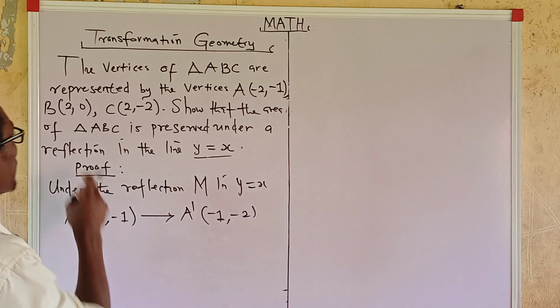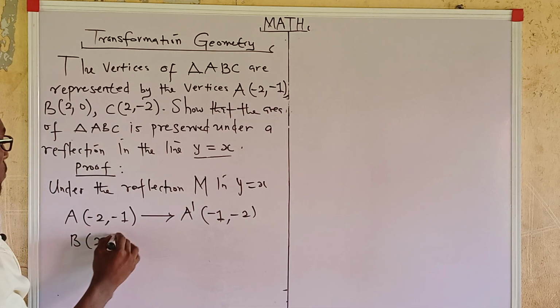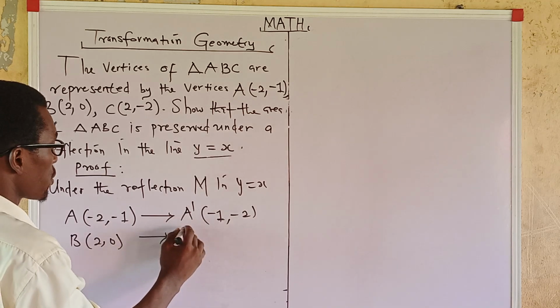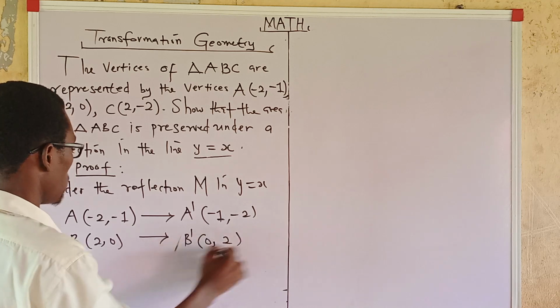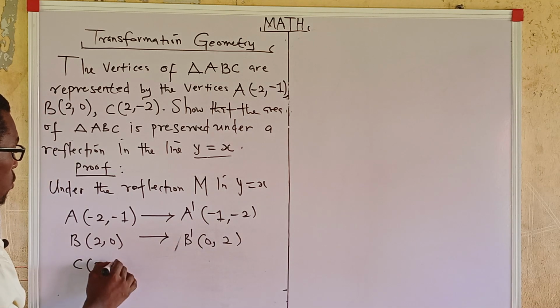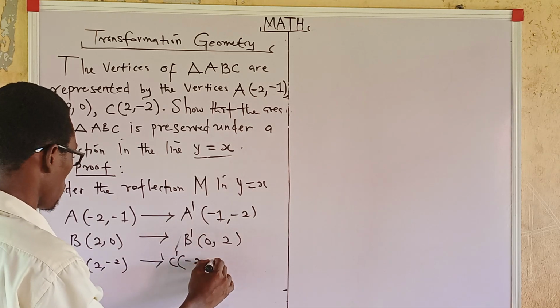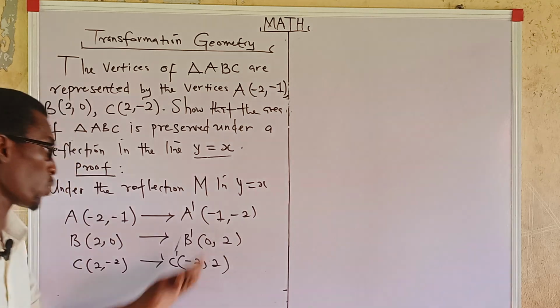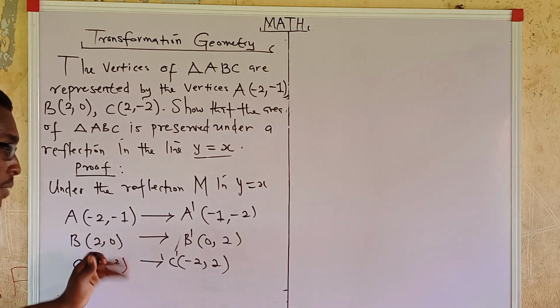Okay, likewise, similarly, this point B, we map onto its image. We call it B prime, and that will be (0, 2). The last point C, which is (2, -2), we map onto C prime, (-2, 2). So these will be the images of these pre-images, all right?